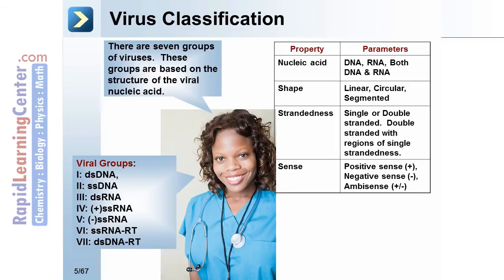The properties and parameters of viral classification. Nucleic acid can be DNA, RNA, or both. The shape can be linear, circular, or segmented. Strandedness: single or double-stranded, with regions of single-strandedness. And the sense: it can have a positive sense, negative sense, or ambisense, that is, plus and minus.